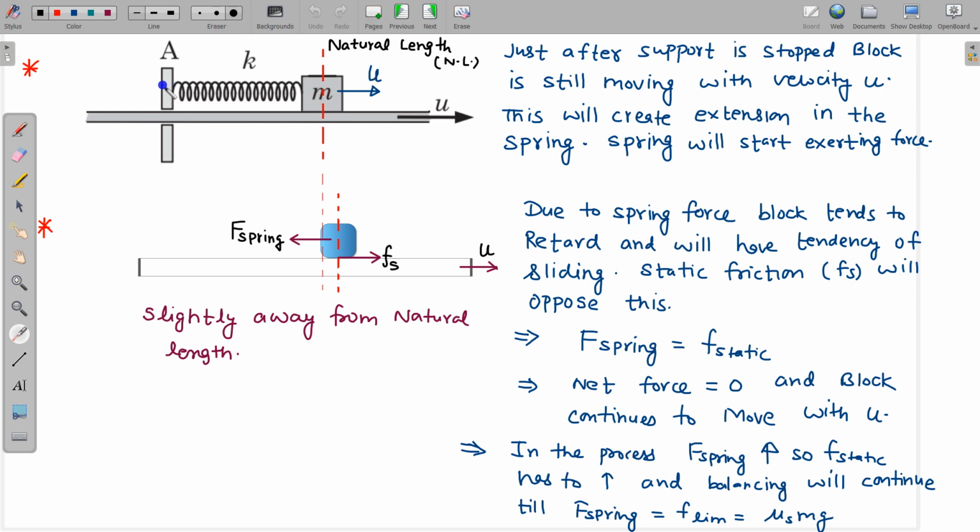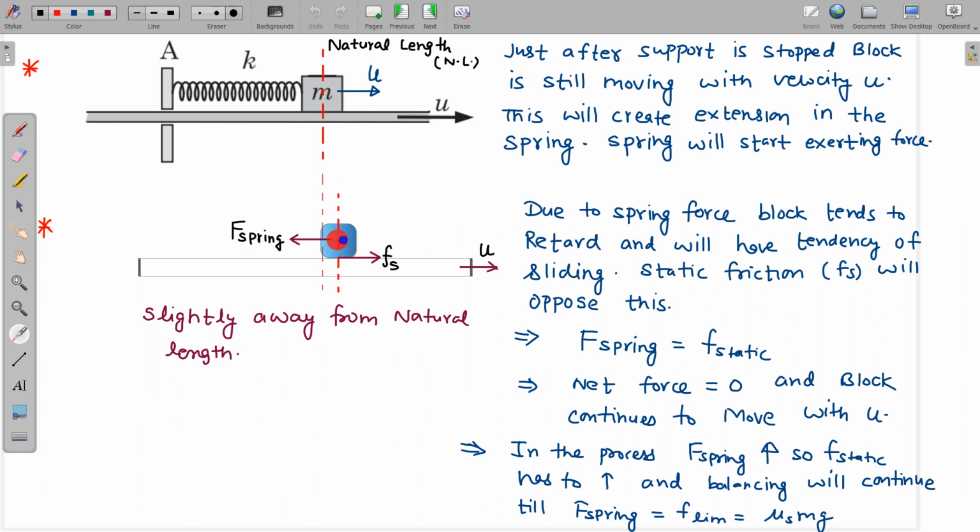Initially, when the support is just stopped, this is the conveyor belt, and it is always moving with that constant velocity u. At that particular instant, just after the support is stopped, this block is moving with velocity u, but the support is stopped. So now this is the fixed end of the spring and this end of the spring is moving. Due to that, the spring will elongate, and due to elongation the spring will start exerting force.